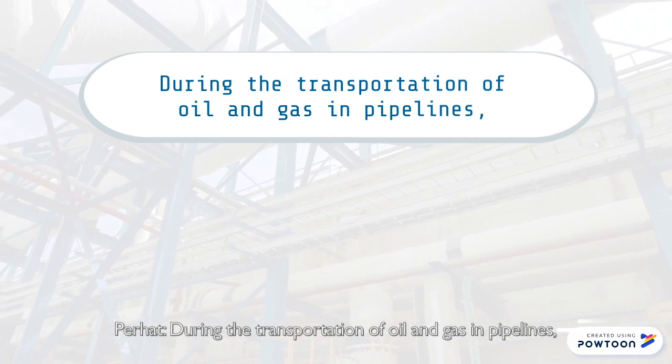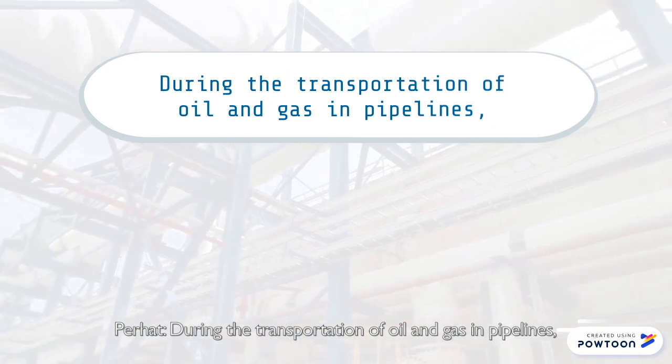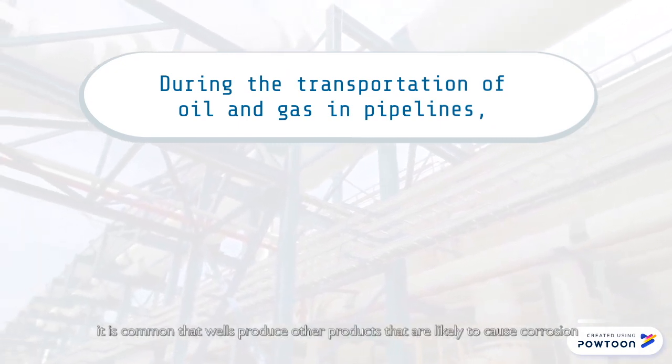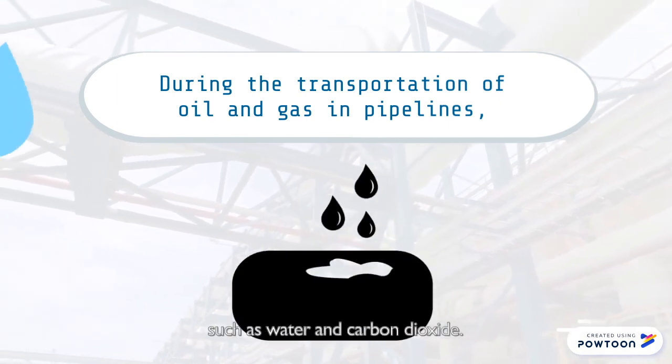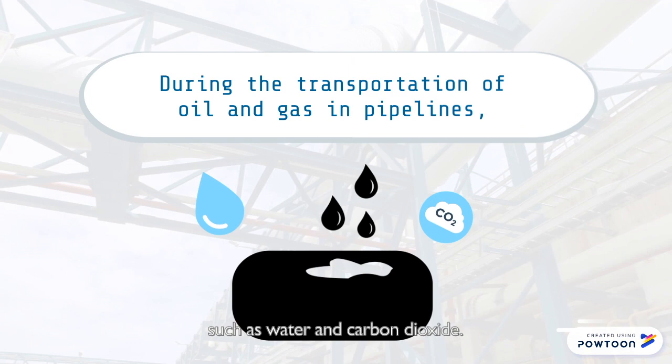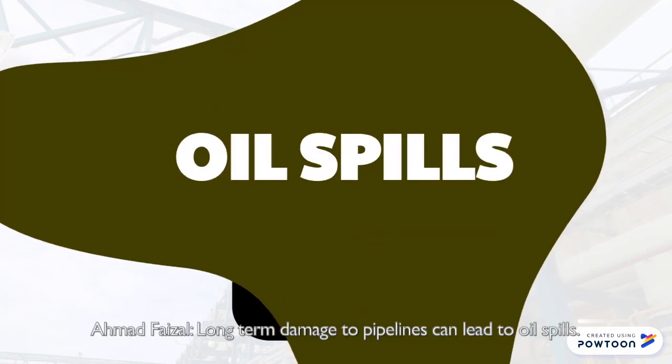During the transportation of oil and gas in pipelines, it's common that wells produce other products that are likely to cause corrosion, such as water and carbon dioxide. Long-term damage to pipelines can lead to oil spills.